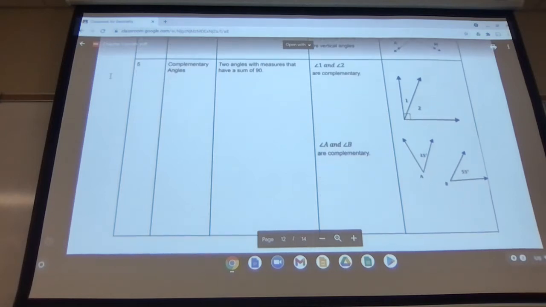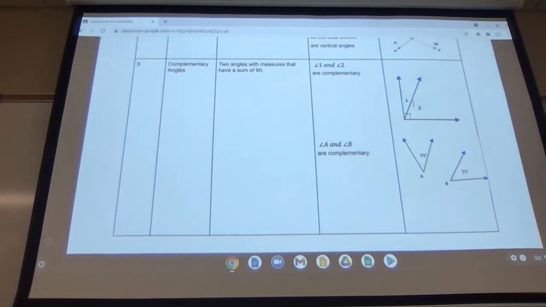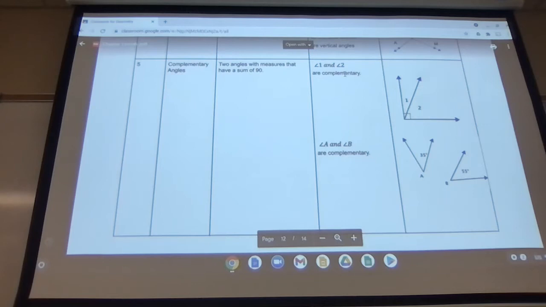Complementary angles, I'm sure you've talked about complementary before. Complementary angles add up to 90. There are a couple different ways this could show up. In your picture here, you've got these two angles, 1 and 2. When you put them together, you get this little box in the corner, which means it's a right angle. A right angle is how many degrees? 90. So angles 1 and 2 add up to 90. That means angles 1 and 2 are complementary.